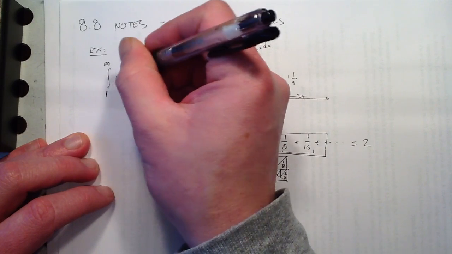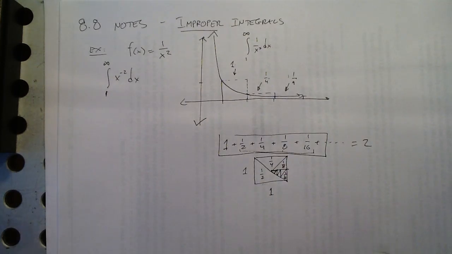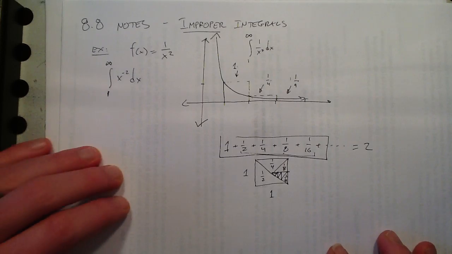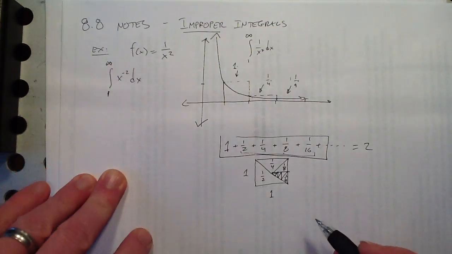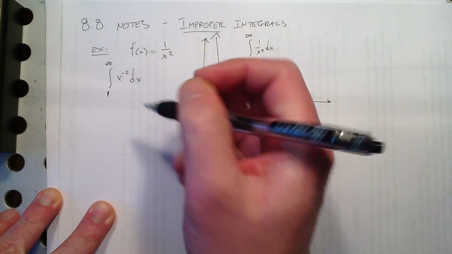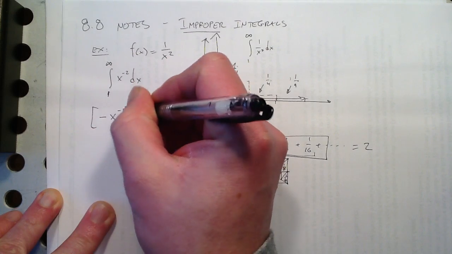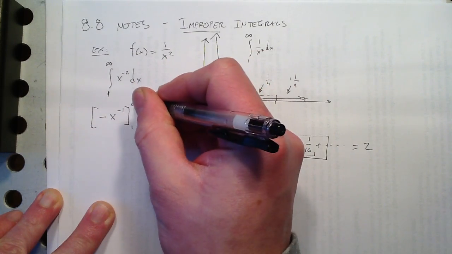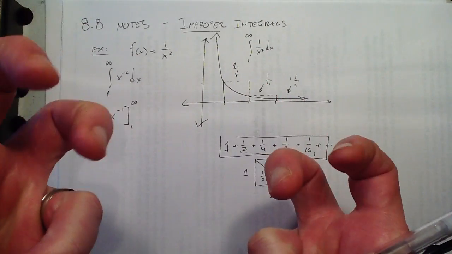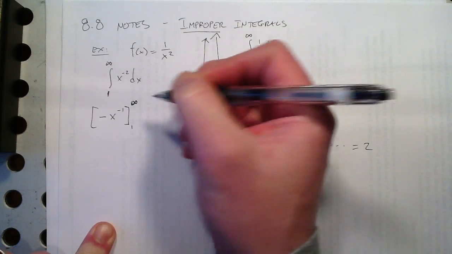So I'm going to write that as x to the negative 2 now. Let's just pretend that we're not scared of this infinity and just proceed as if it were any other integral problem. So what's the antiderivative of x to the negative 2? It's negative x to the negative 1. And we'll plug in, that's from 0 to infinity. We're going to plug in, quote unquote, plug in infinity, whatever that means, and hopefully it will work.